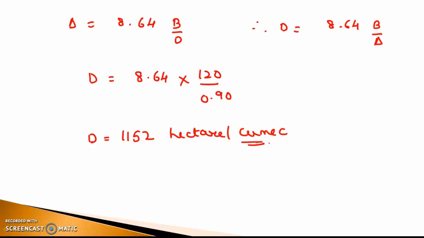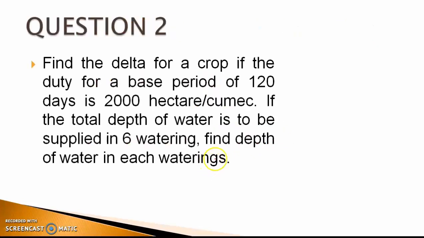Let's look at the second example. Find the delta for a crop if duty for a base period of 120 days is 2000 hectare per cubic. If the total depth of water is to be supplied in 6 waterings, find depth of the water in each watering. Here in this question we need to find two different data. The first we need to find delta, and the second we need to find the depth of water in each watering.